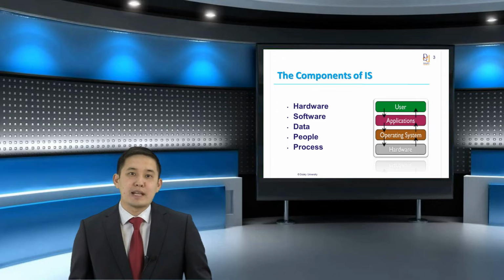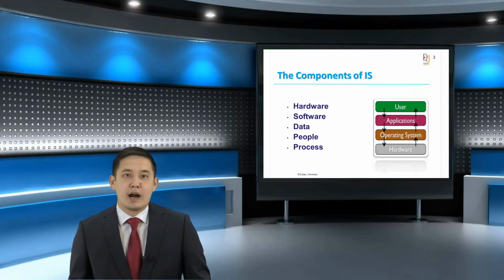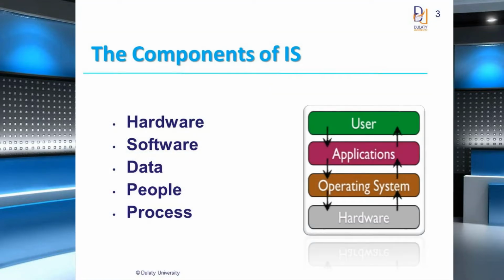The components of information systems are hardware, software, data, people, process. Hardware. Information systems hardware is the part of information systems you can touch, the physical component of technology. Computers, keyboards, disk drives, iPads and flash drives are all examples of information systems hardware.